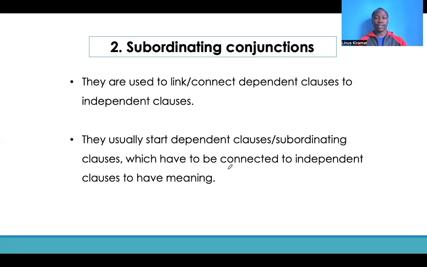Secondly, we have subordinating conjunctions. Subordinating conjunctions are used to link or connect dependent clauses to independent clauses. Dependent clauses, in other words, could be referred to as modifiers or subordinating clauses. So subordinating conjunctions usually start out dependent clauses, which have to be connected to independent clauses to have meaning. So take note, they usually start dependent clauses, right?